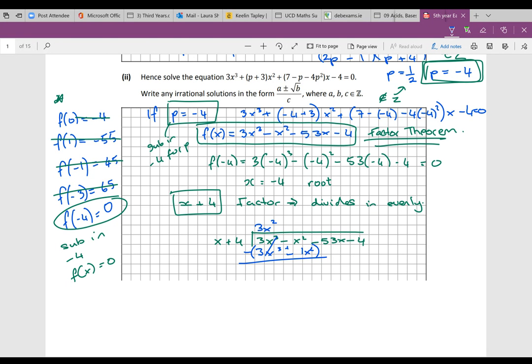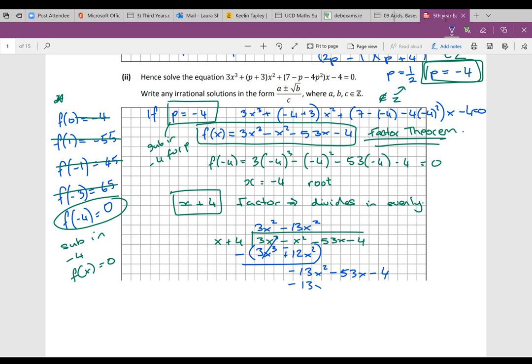When you finish this division, you will get... I'm going to just rush through this end bit. Sorry, just go back up here. Okay, you've got 3x cubed plus 4 times 3 is 12x squared. They'll cancel. That gives you minus 13x squared minus 53x minus 4.